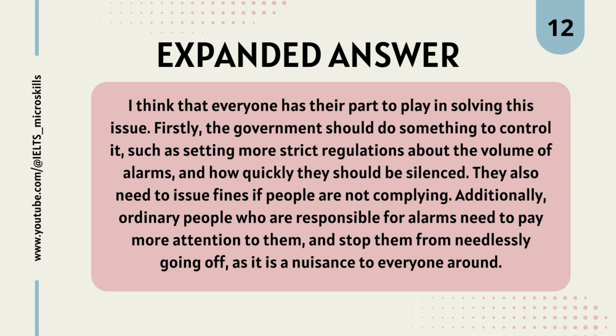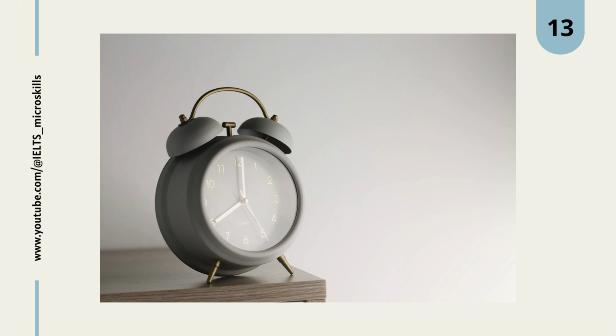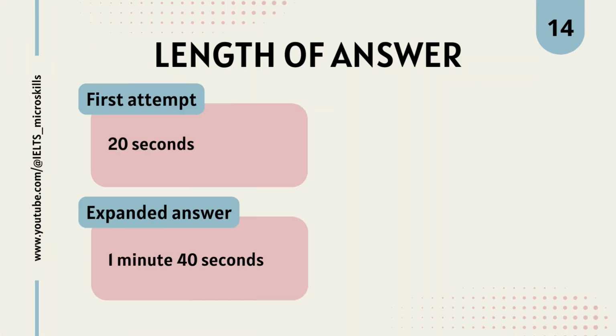Additionally, ordinary people who are responsible for alarms need to pay more attention to them and stop them from needlessly going off, as it is a nuisance to everyone around. This is a much more developed response, which includes some clear linking language, phrasal verbs, and strong collocations, all of which will help to achieve a higher score in the test. So, I timed myself reading the expanded version of the answer, and it took about 1 minute 40 seconds, which is within the 1 to 2 minutes allowed in the test. And more importantly, we can see how much fuller and more interesting the answer became.